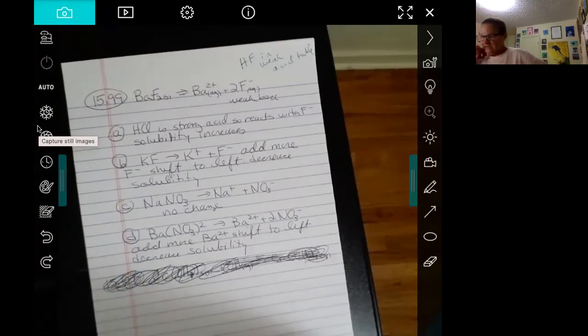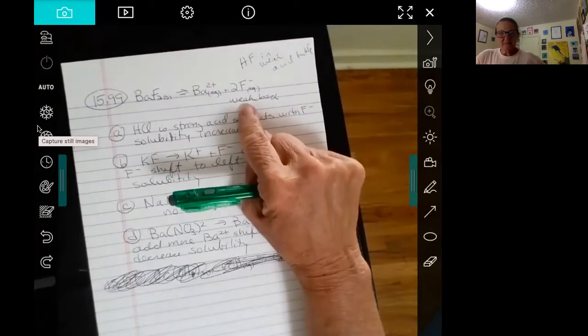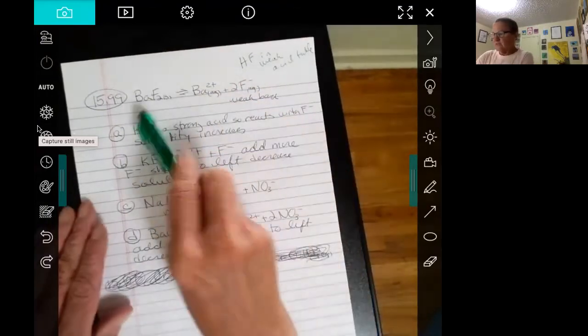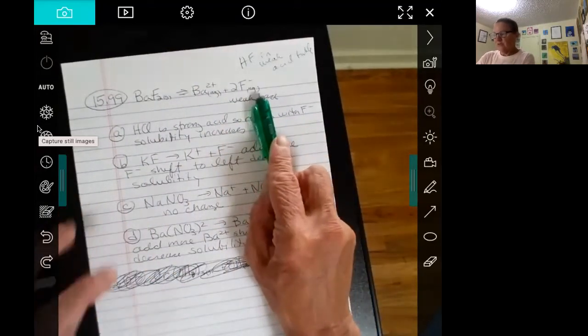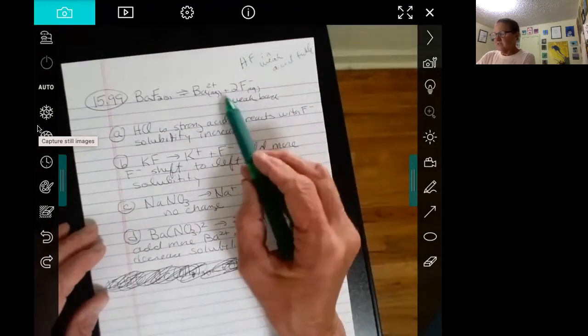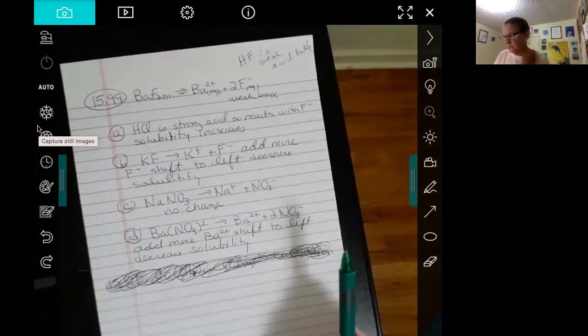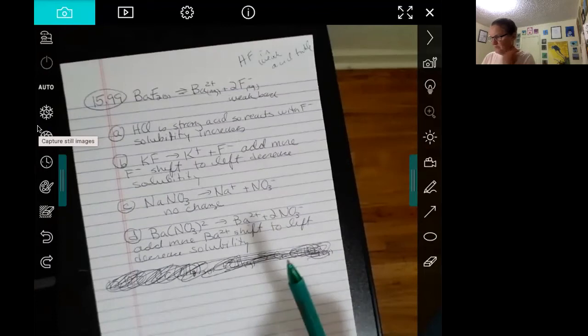So if we add HCl, strong acids react with bases, and if you add HCl, you'll react some of the fluoride away, which means the reaction will shift forward. It will be more soluble. You get more barium 2+ because Le Chatelier's principle says if you take some of this out, it has to shift forward to keep the equilibrium expression equal to the same value.